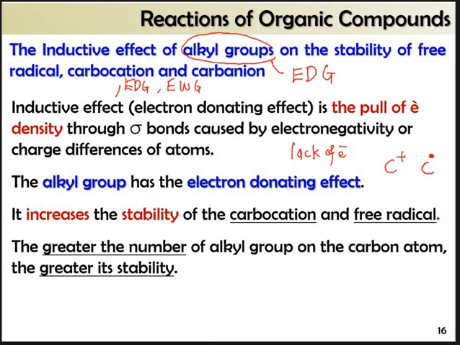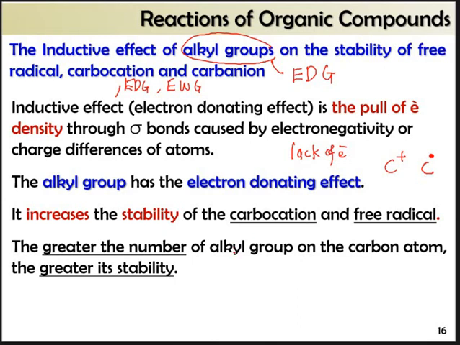Alright, so it increases the stability of the carbocation. The greater the number of alkyl groups, so makin banyak alkyl group, which is the electron donating group, on the carbon atom, the greater its stability. Alright, so hanya untuk carbocation and free radical sahaja dia akan menyebabkan dia increase the stability. So more alkyl groups, maksudnya the tertiary carbocation and tertiary free radical are the most stable because there are more alkyl groups attached to them.